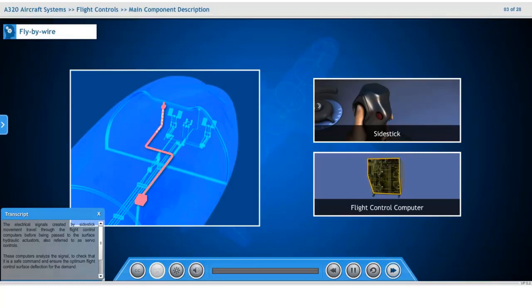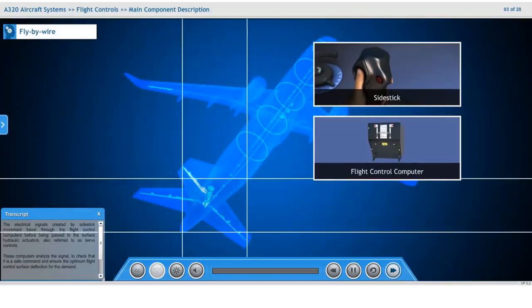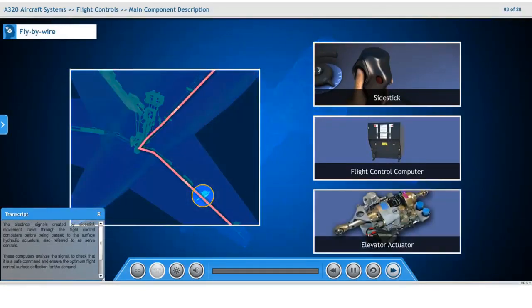These computers analyze the signal to check that it is a safe command and ensure the optimum flight control surface deflection for the demand. These processed electronic commands are then sent to the appropriate flight control surface's hydraulic actuators, producing flight control surface movement.